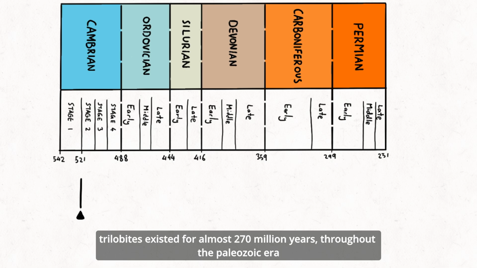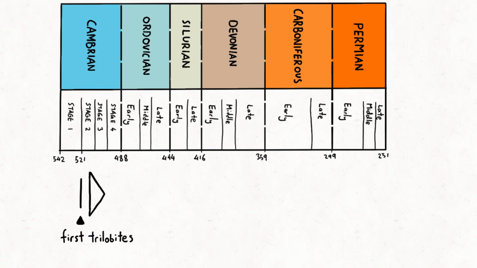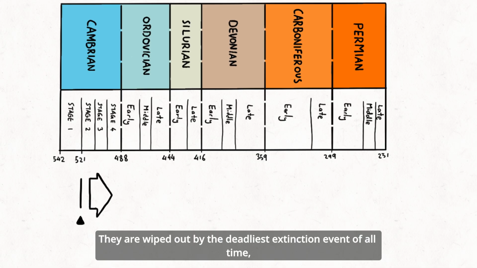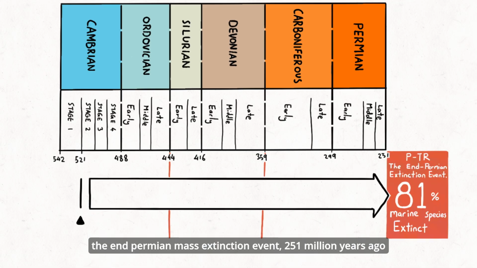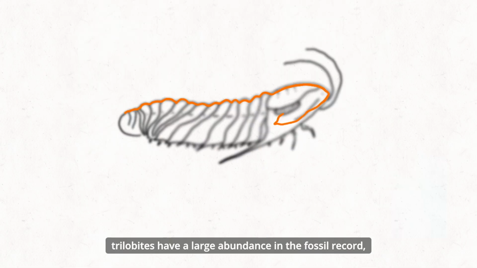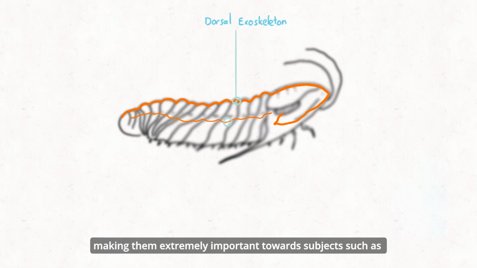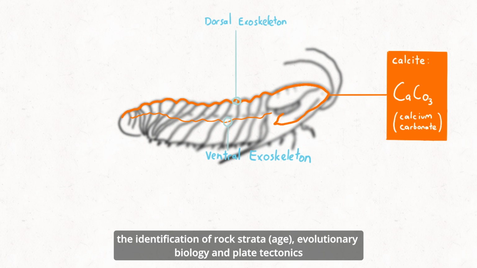Trilobites existed for almost 270 million years throughout the Paleozoic era. The first trilobites appeared during the Cambrian period, around 521 million years ago. They were wiped out by the deadliest extinction event of all time, the end Permian mass extinction event, 251 million years ago. Due to their mineralized exoskeletons made of calcite, which could be easily fossilized, trilobites have a large abundance in the fossil record, making them extremely important towards subjects such as the identification of rock strata, evolutionary biology, and plate tectonics.